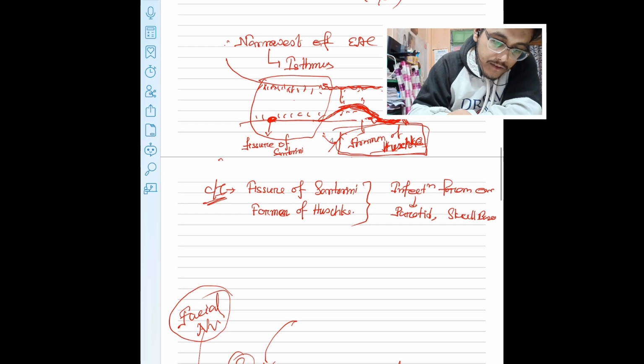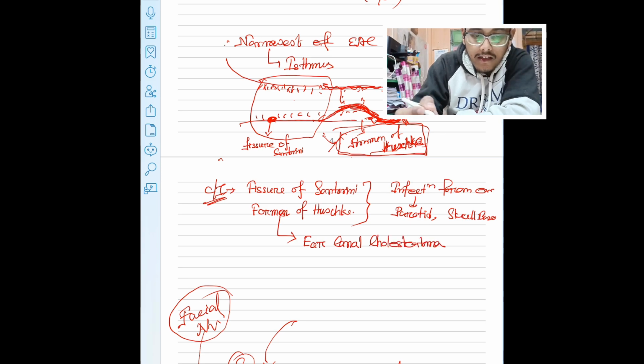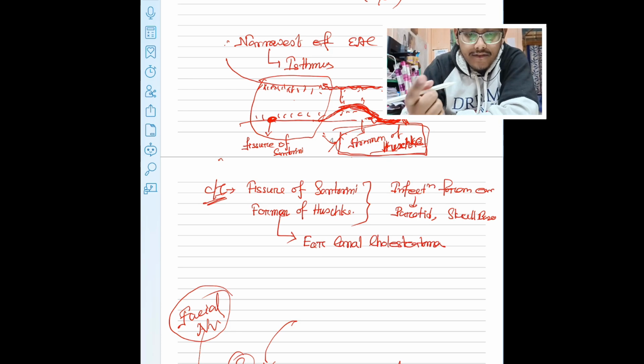Another importance of the foramen of Fusca: it is also responsible for formation of ear canal cholesteatoma. These are the importance of the fissure of Santorini, which is present in the cartilaginous part, and the foramen of Fusca, which is present in the bony part. Through these two, infection from the ear can spread to surrounding structures like the parotid and skull base area.